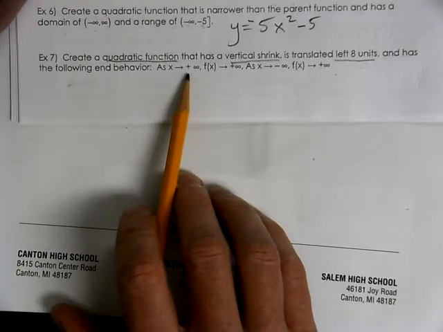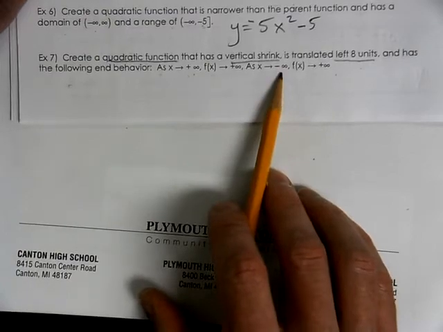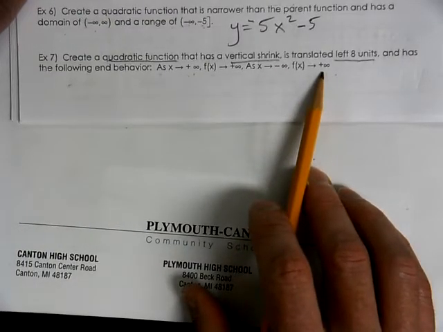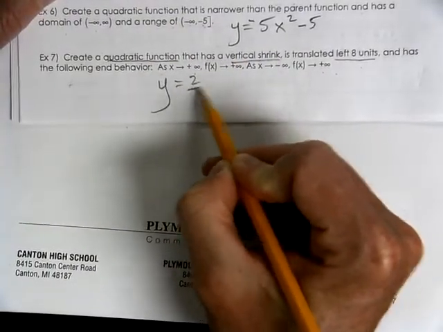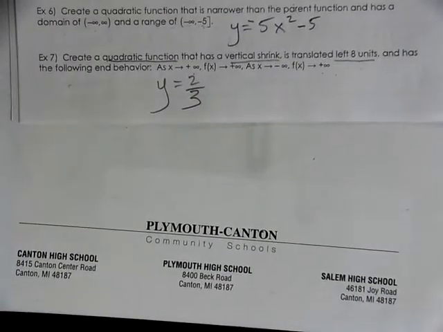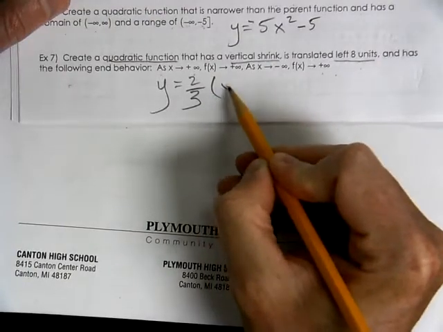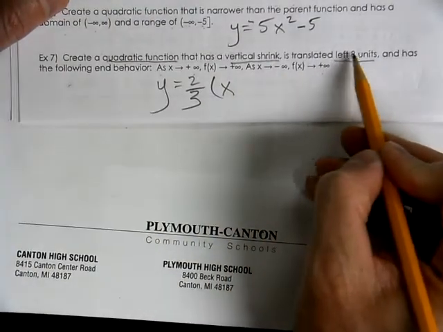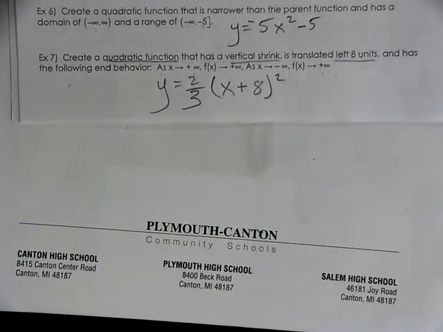And it has the end behavior that is, x gets big, it goes up, and when x gets small, it goes up. So the a value is positive, so we'll call it 2/3. Any fraction less than 1 will do. We are going to translate left 8 units, so this has got to be a plus 8, because -8 in there would make your 0.